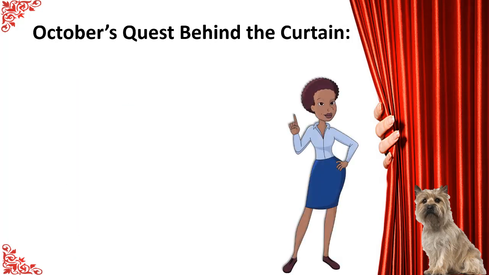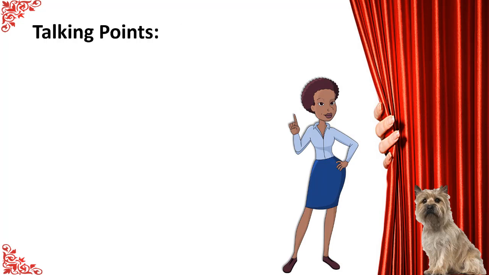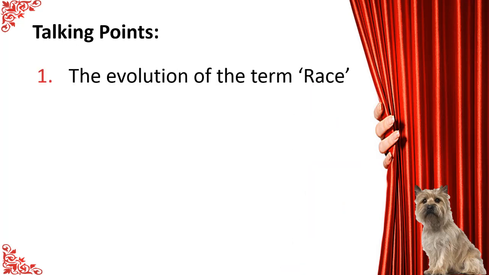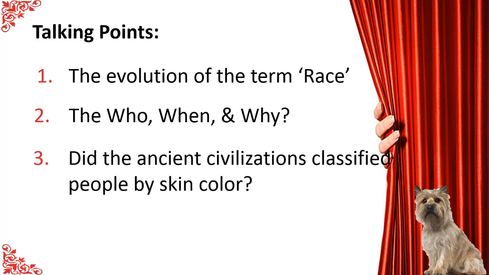In our fact-finding quest, we will explore the following talking points. 1. The evolution of the term race. 2. The who, when, and why skin classification originated. And lastly, using the book of Genesis as a historical source, we will learn if the ancient civilizations classified people by skin color, and if not, then how.